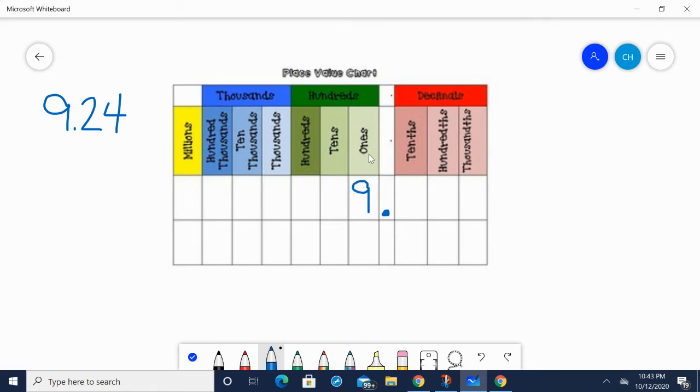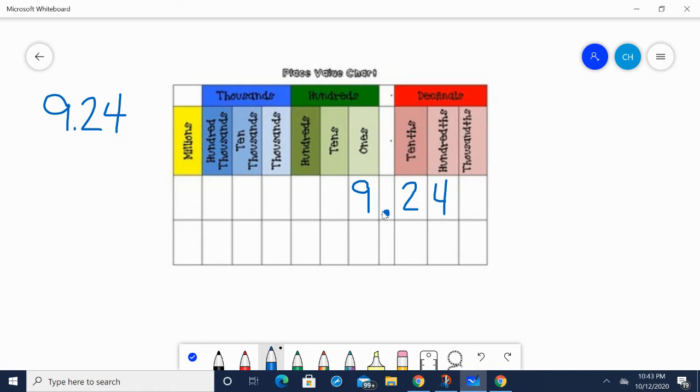I have a 9, which is to the left of the decimal point, and it falls in the ones place. Then I have a 2 that is to the right of the decimal point, and that falls in the tenths place. I'm stressing that part so you know it's in the decimal area. And I have a 4, which is next to that 2 in the hundredths place.